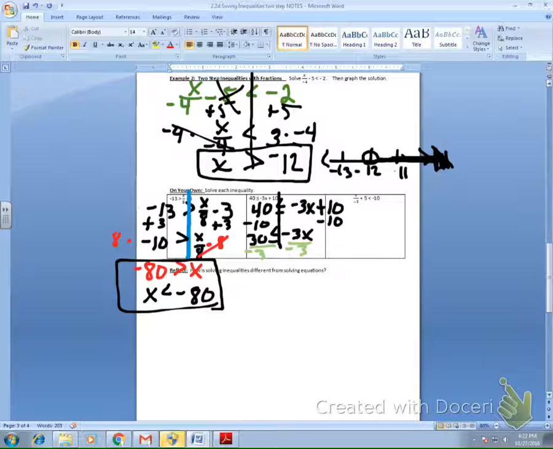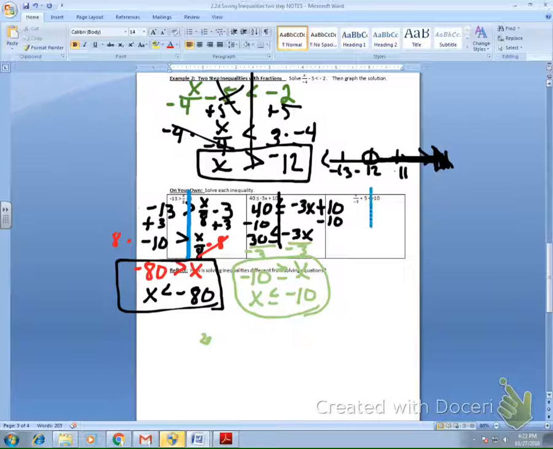And then when I do that, I get negative 10. I need to flip my inequality because I'm dividing by a negative. And so I have negative 10 is greater than or equal to x. And then just like before, I can flip my inequality sign so my variable is on the left-hand side. I don't care if you do that or not. That is perfectly optional.